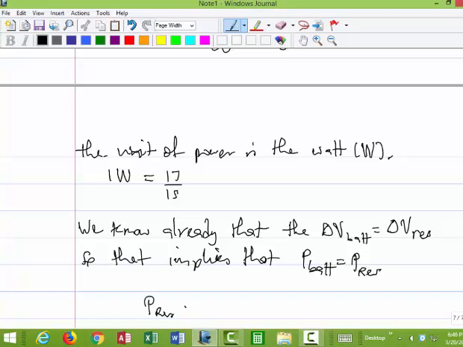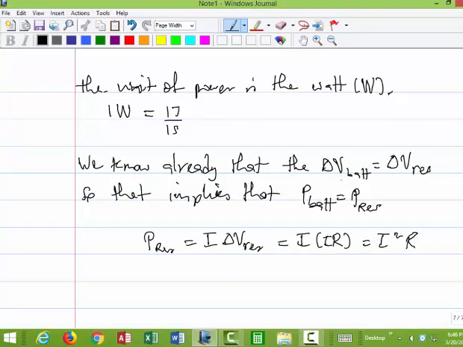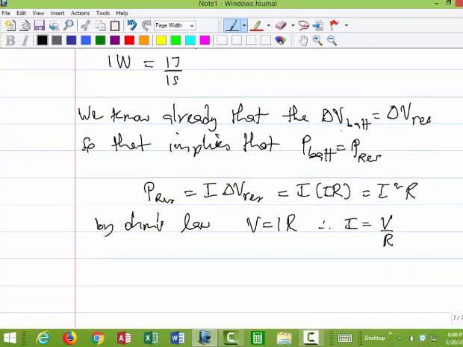So power in the resistor is equal to current times potential drop in the resistor, which is equal to current times I times R, which we can write as I squared R. So the power used in the resistor is I squared R. We can say that by Ohm's law, V equals IR. Therefore, we can say I is equal to V over R. So if you want to write it in a different form, then we can say the power used in the resistor, or power dissipated in the resistor, is equal to V over R squared times R. So it's going to be V squared over R. Okay, V squared over R.